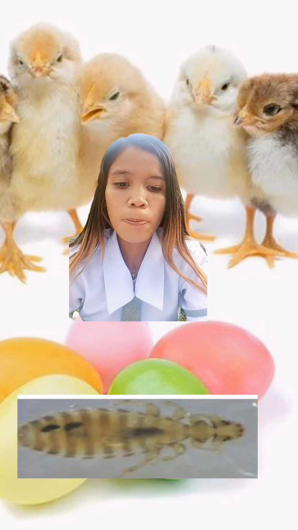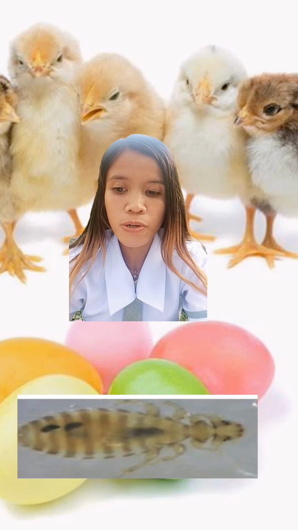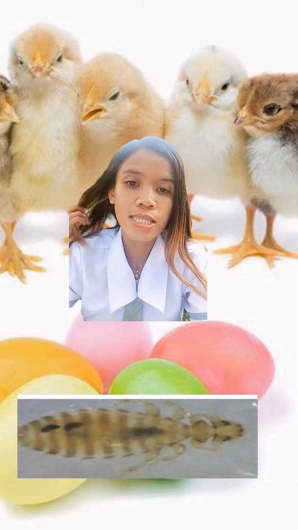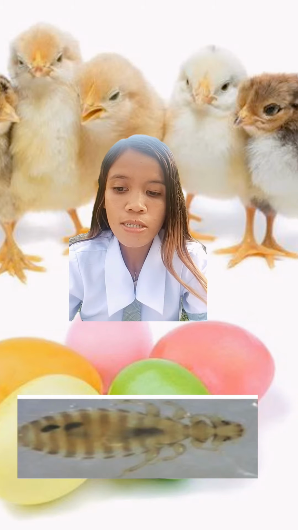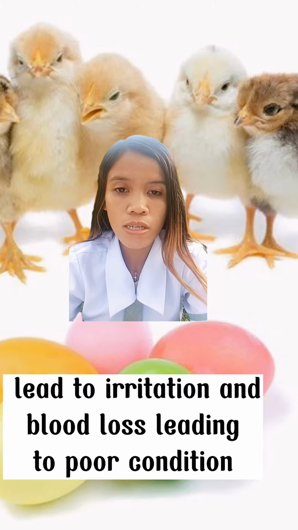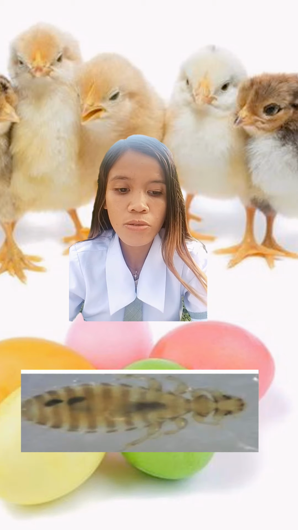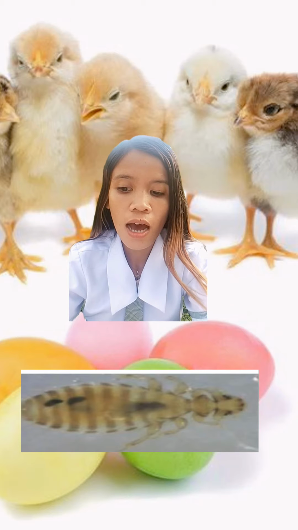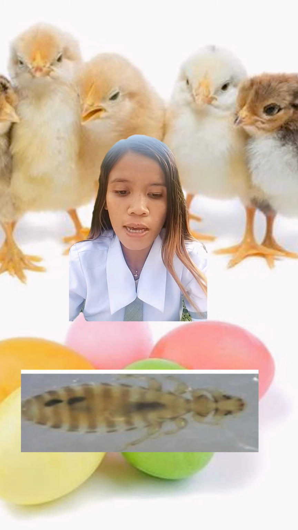Adult fleas feed on blood and stay firmly attached to the bird, while eggs and nymphs remain in the surrounding environment. Eggs and nymphs will become fleas in a few days. When birds have fleas, this can lead to irritation and blood loss, leading to poor condition. This can lead to death, especially in young birds, because of anemia. Anemia because of blood loss is a condition marked by a deficiency of red blood cells or of hemoglobin in the blood.